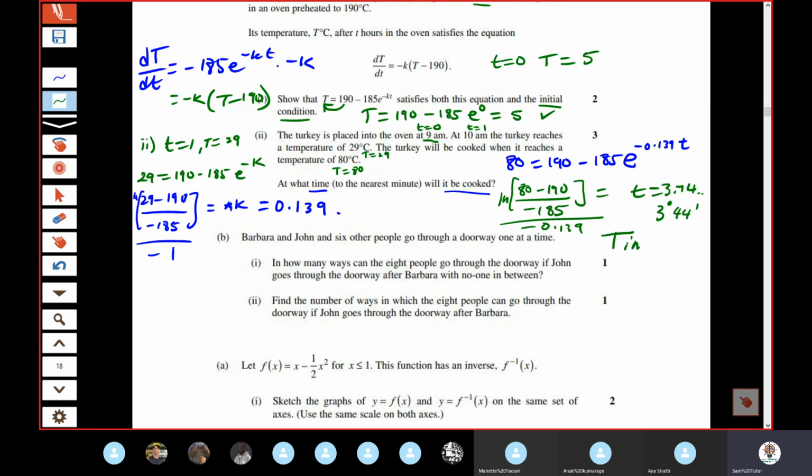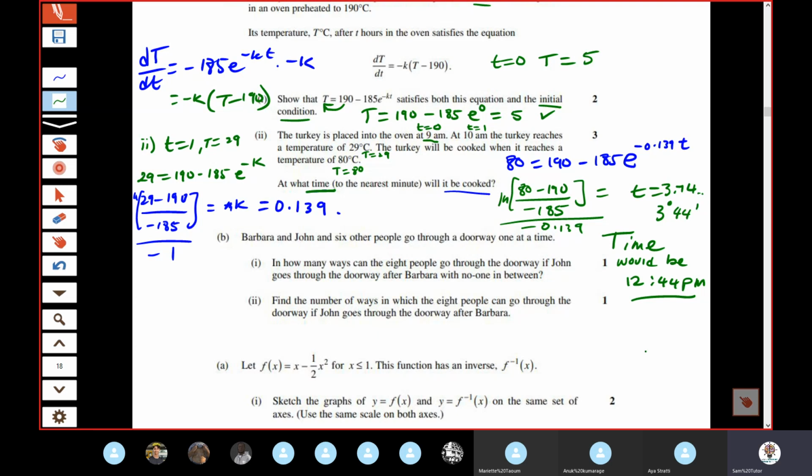Yes, to get full marks, the question actually says at what time will it be cooked? Not how long. This is how long it takes. Time would be 9 plus 3, what's that, 12? 12:44 p.m. That would be full marks. If you did not write that, yes, you will not get full marks.